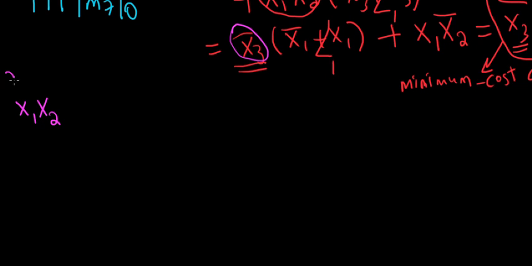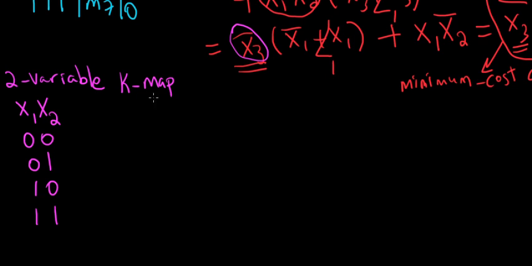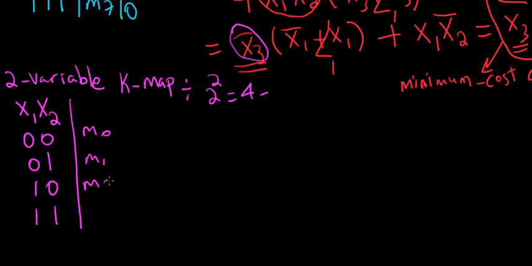So if we look at a two variable K-map, what happens in this case? You only have 4 different combinations, and that's obvious because you have 2 bits, 2 to the power 2. You get 4 different combinations. That's what we're seeing here. We have minterm 0, minterm 1, minterm 2, minterm 3, which is really equal to 4 different combinations. Now, this is the truth table.